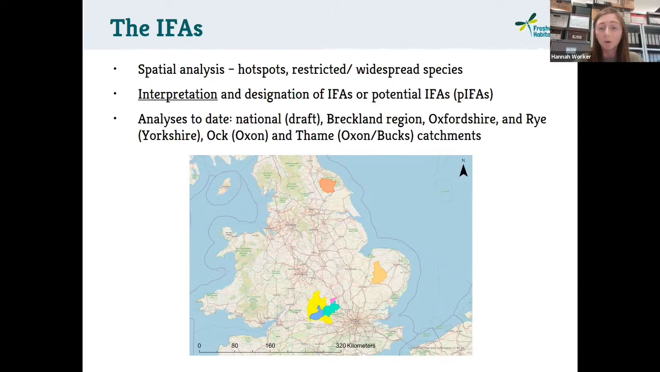And up to this point, we have analysis for Oxfordshire, the Thame and OCC catchments again, so that's the Oxfordshire Bucks area, also out into the Breckland region and Yorkshire. So a few places and nationally. So it can be applied at all sorts of scales.